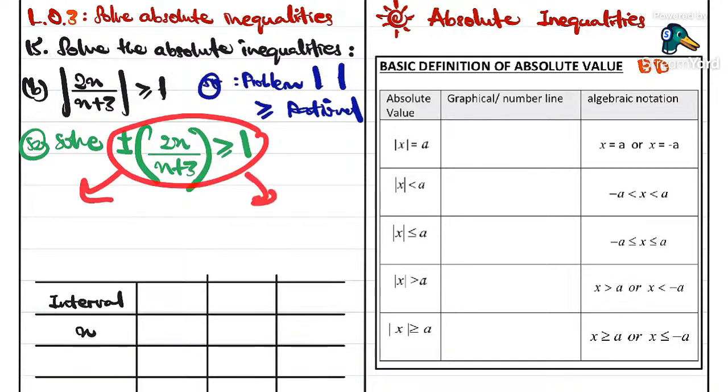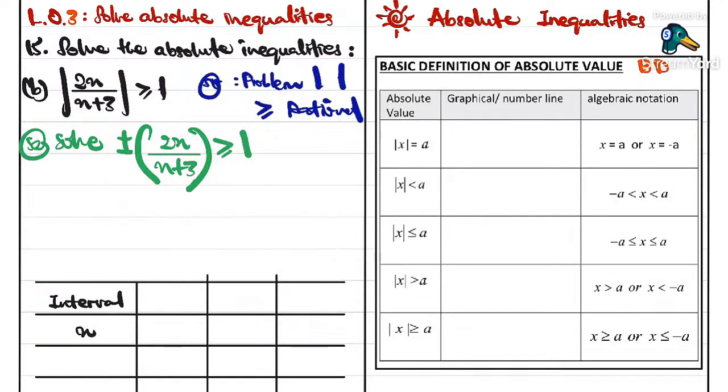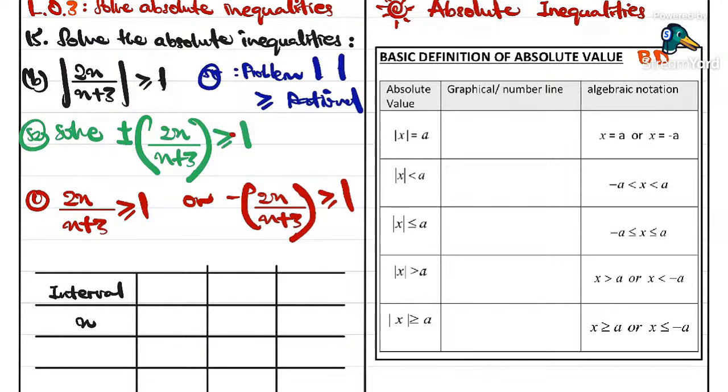Kita akan ada statement, dua jenis inequality. So statement yang pertama is 2x over x plus 3 is more than or equal to 1. Or negative 2x over x plus 3 is more than or equal to 1. Okay, since ini adalah bucu ke kanan, so greater or lah. That's why I put the word or.